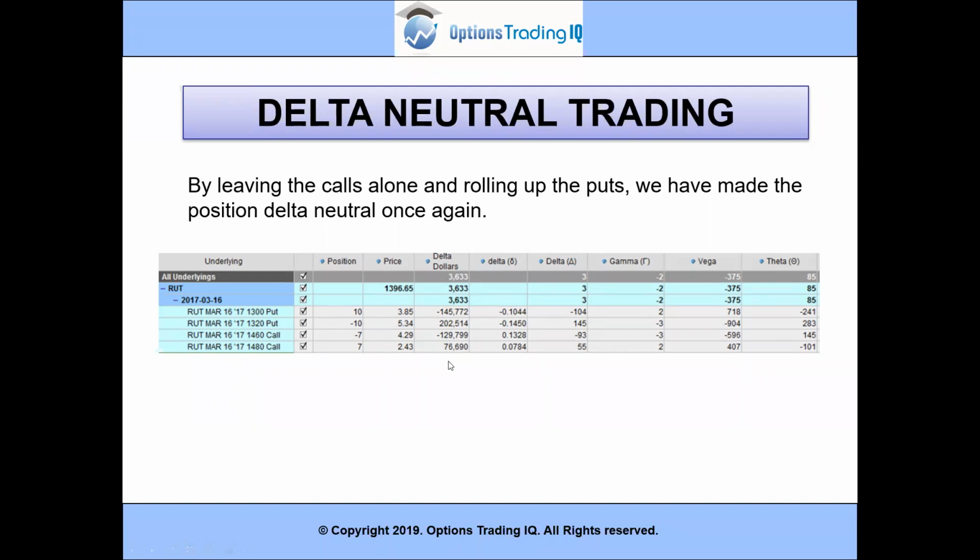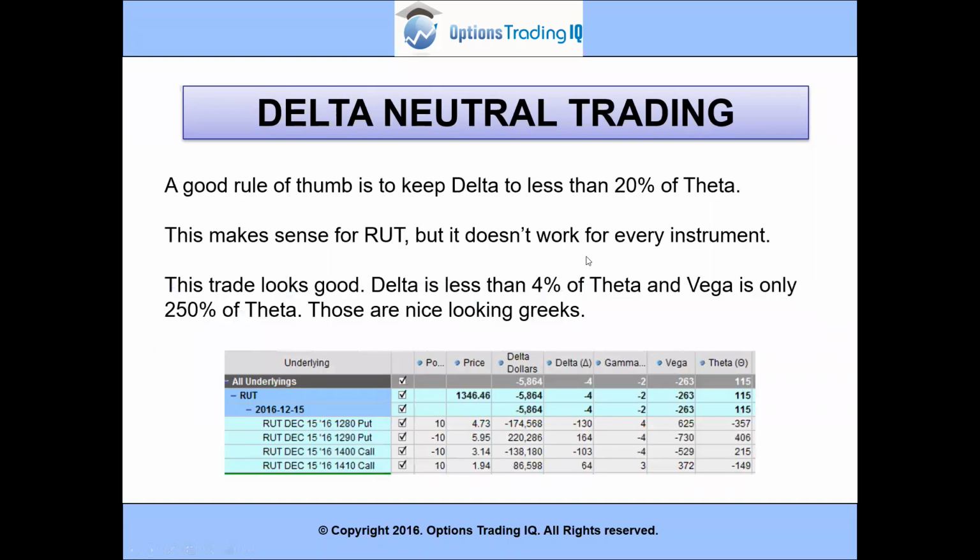All right. Good, good. All right, so a good rule of thumb is to keep delta to less than 20% of theta. Okay, that's what I'm talking about, that delta to theta ratio. This makes sense for the Russell, which is kind of the main instrument that we trade, but it doesn't work for every instrument, okay? And I'll show you. So this trade looks good.